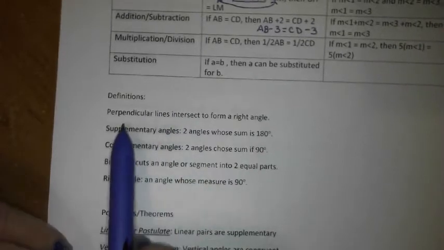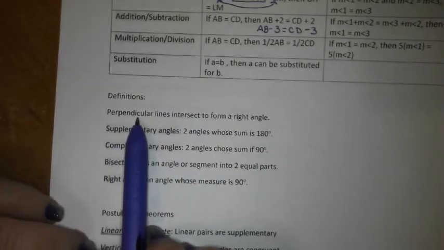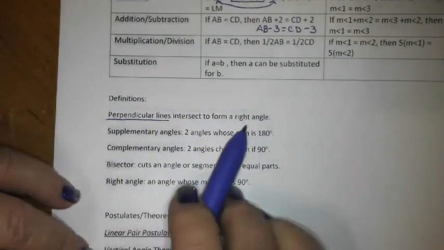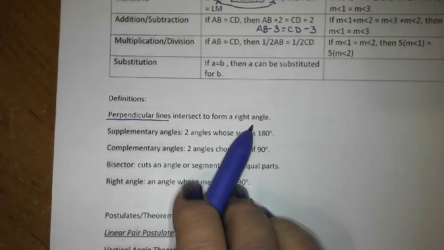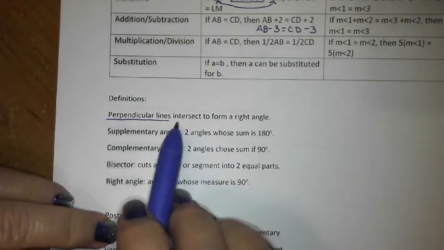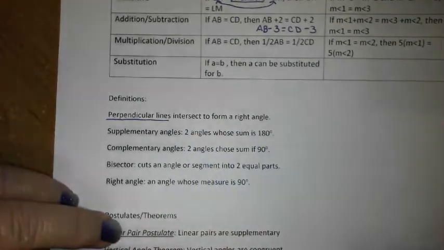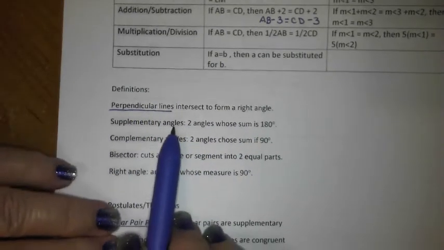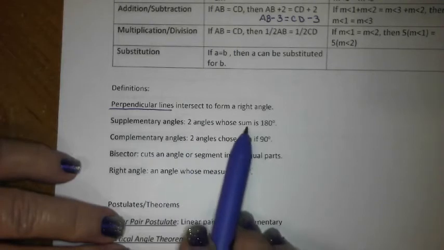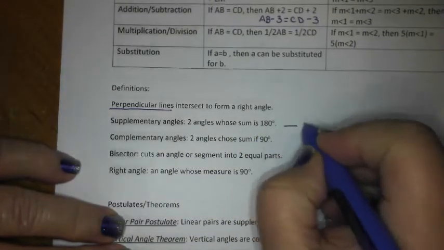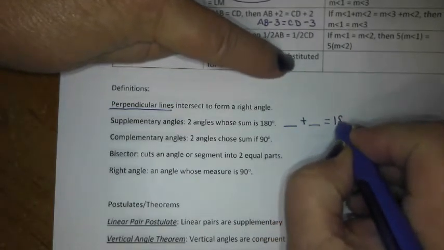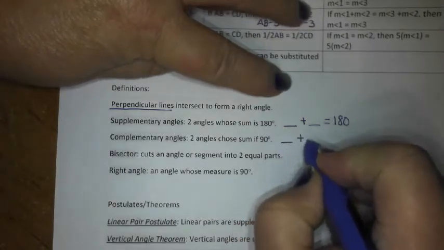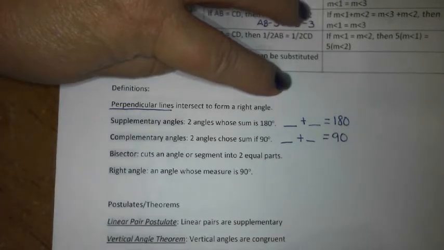Definitions. Here are some definitions that we need to know, and the wording of them is very specific. So the definition of a perpendicular line. Perpendicular lines intersect to form a right angle. That's the definition. Notice it doesn't say intersect to form 90-degree angles. That's another step. So perpendicular lines, right angles. Supplementary angles, like we've learned, two angles that add up to 180. So supplementary angles, angle plus angle equals 180. Complementary angles, the same thing, except complementary angles add up to 90.